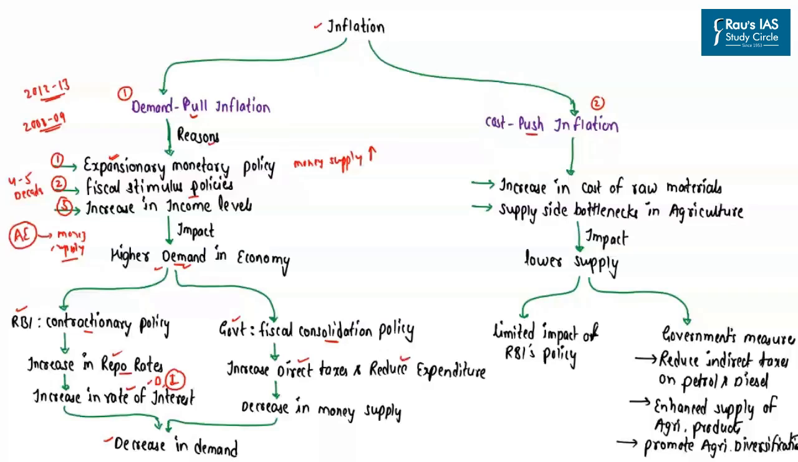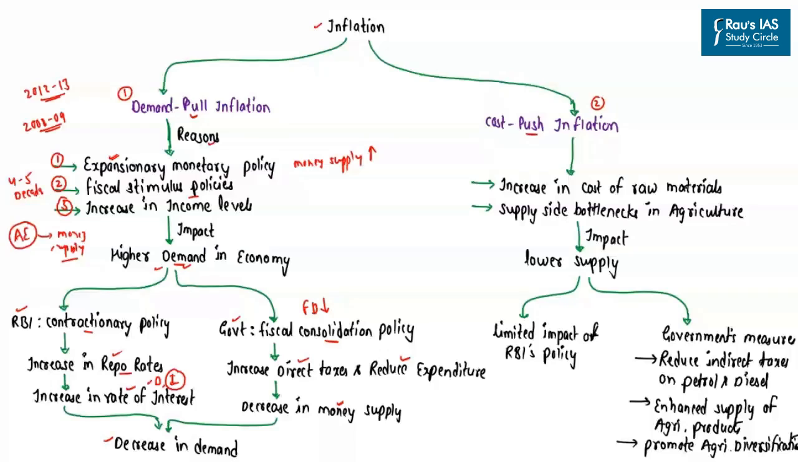So this will in turn lead to a decrease in the money supply. So overall, as part of fiscal consolidation policy, the government will try to reduce its fiscal deficit by increasing the tax collection and reducing the expenditure. So this is as far as the demand side inflation is concerned.